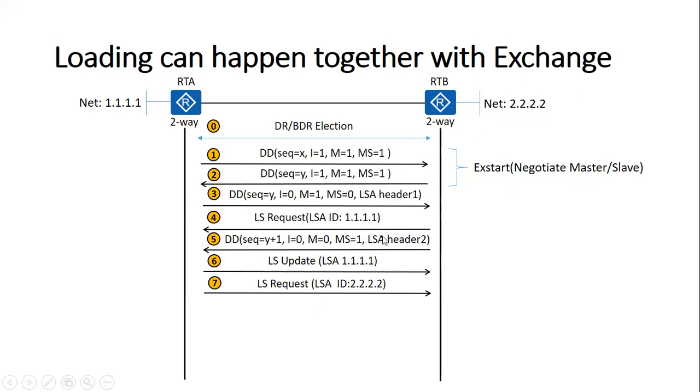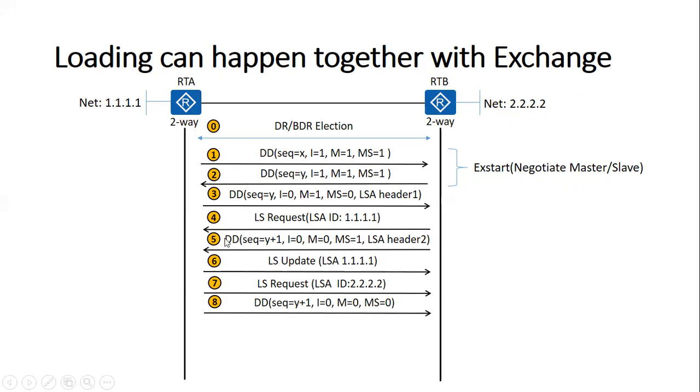So let me request for late. At the same time, it will acknowledge this DD because using this sequence number, it will request. And you realize this one does not have a header. Probably this one, M, should be 0, because meaning there is no more. This is the last DD.